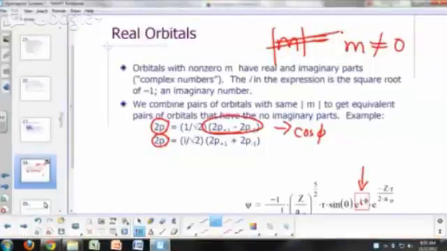And if you have 3dxy, that's what you see. So you can see that that's a linear combination of wave functions with m equals plus 2 and m equals negative 2. So that's a three-dimensional representation.